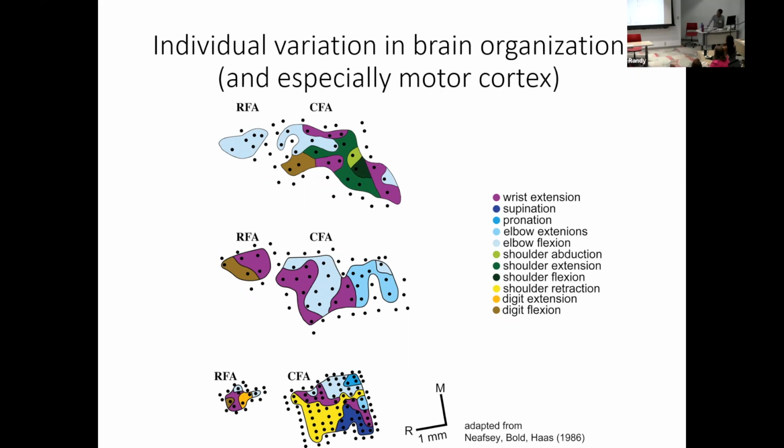Exactly. So the colors are all these different movements of the forelimb. And it's just amazing how different these are. These are all animals raised in little shoebox cages in the same lab, and their forelimb representation is so different.